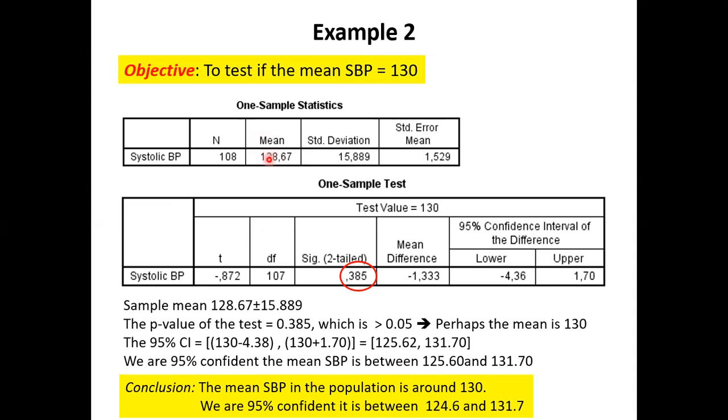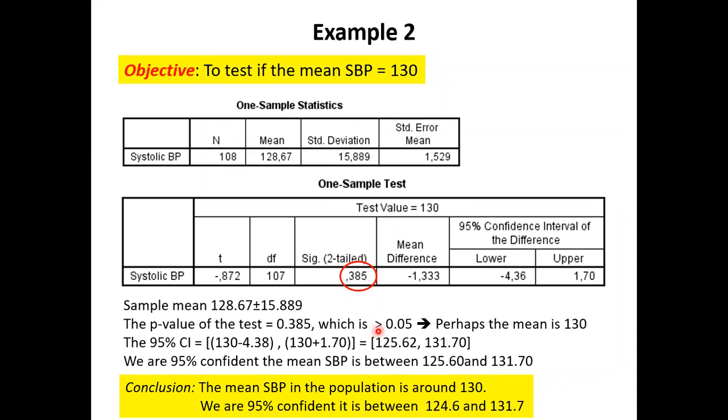What's the mean value? 90.56. What is the standard deviation? 10.23. What's the test value? 90. What's the p-value? 0.57.